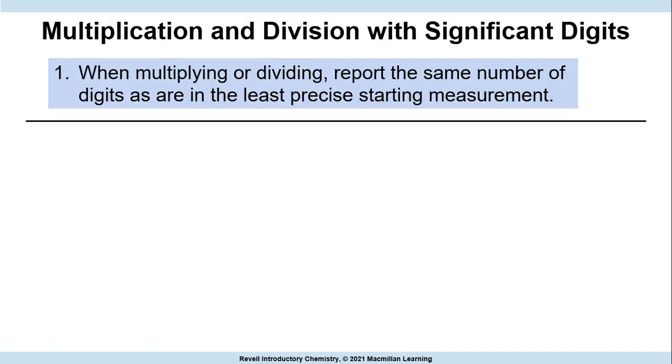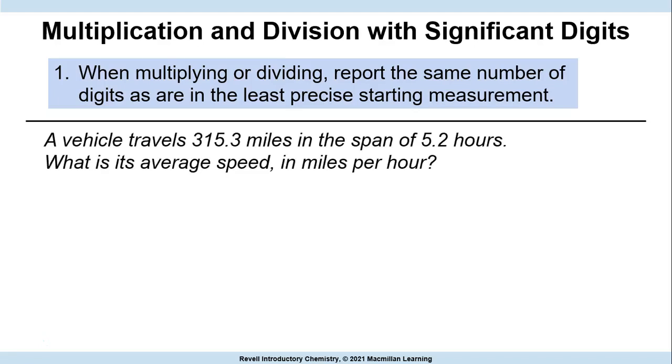Now let's see how we can carry out division and multiplication of significant digits. When we multiply or divide, we report the same number of digits as the least precise starting measurement. Now let's look at this example. A vehicle travels 315.3 miles in the span of 5.2 hours. What is its average speed in miles per hour?